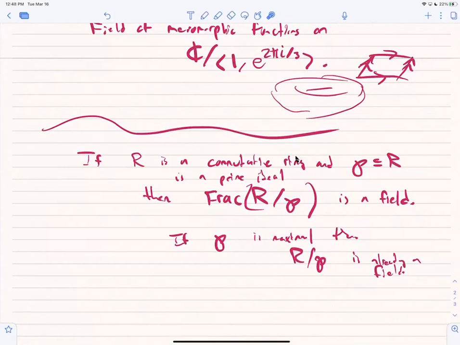This is what you do when you take the spec of a ring. Spec of a ring is just the set of all prime ideals. You equip the set of prime ideals with the Zariski topology. And then if you have an element of your ring, you can think of it as a function on this set, because what is a function? Well, it takes in a point and spits out a value in a field. That's classically what we mean by function.